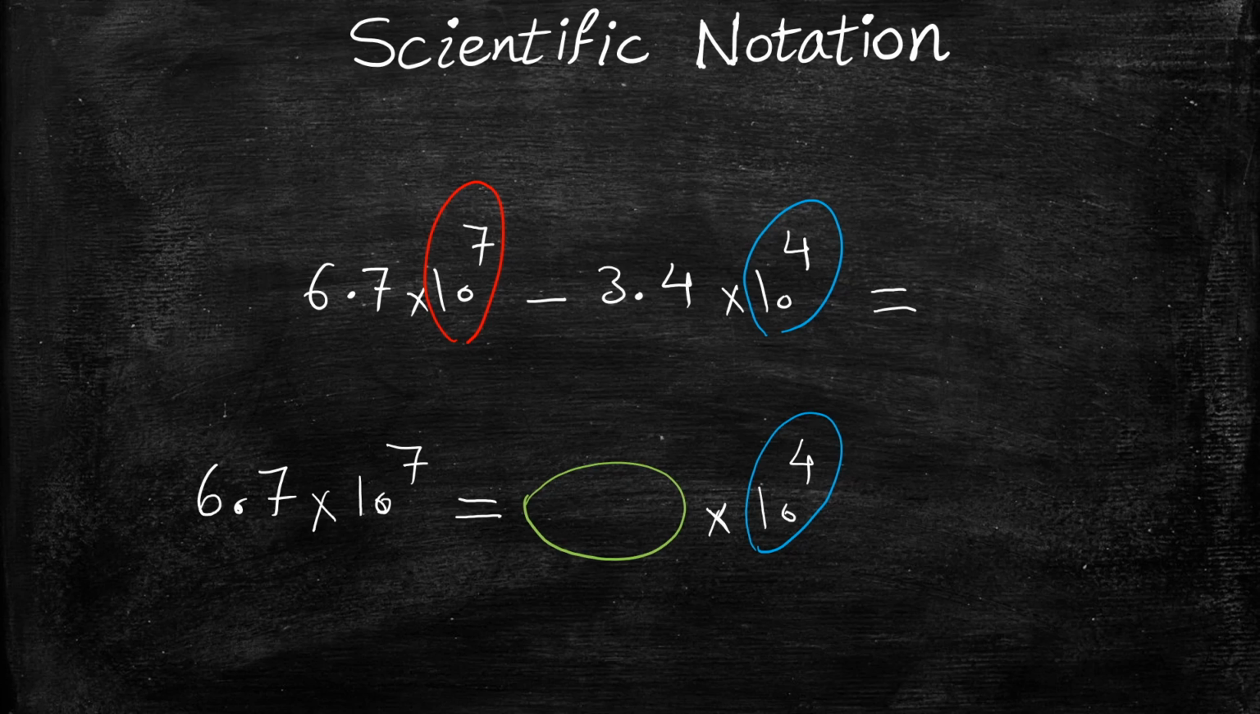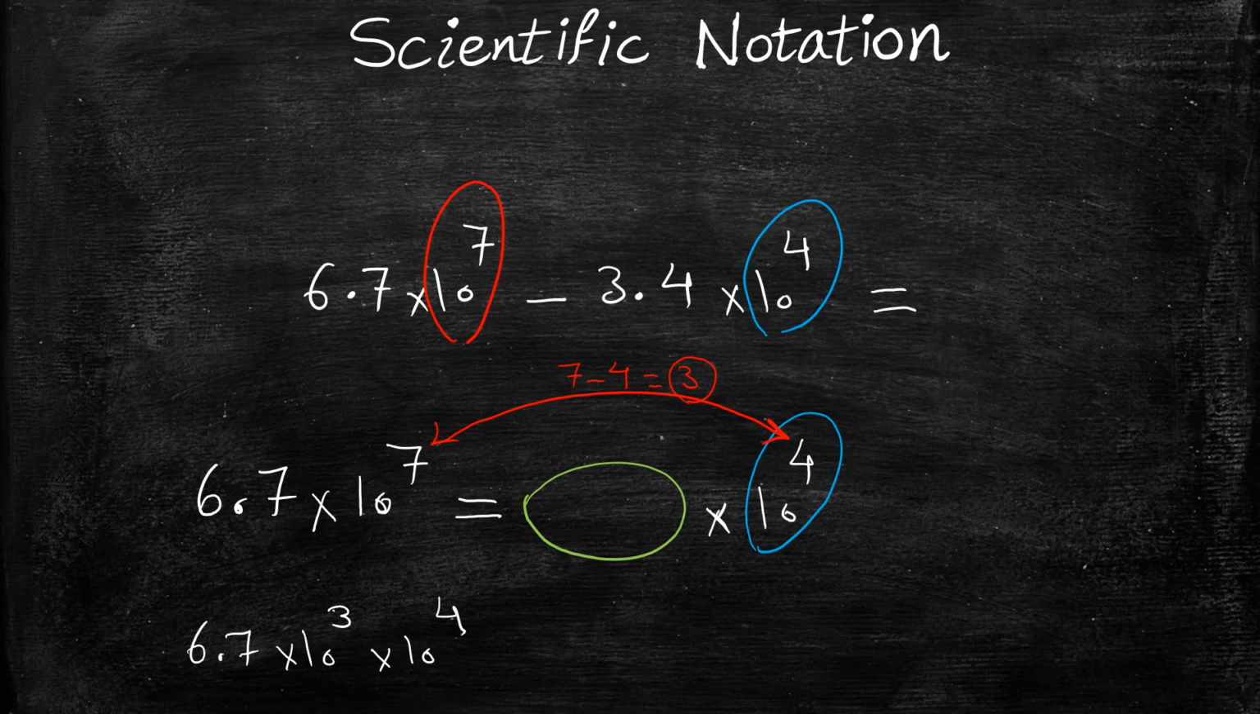Let's see. Compare this 7 and 4, the power of tens. How different are they? They are 3 units apart. So 7 minus 4 equals 3, right? 3 units. So it means we took 3 from the power of 10. Let's put that 3 into the 6.7, meaning I can write 6.7 times 10 to the power of 3 times 10 to the power of 4, right?